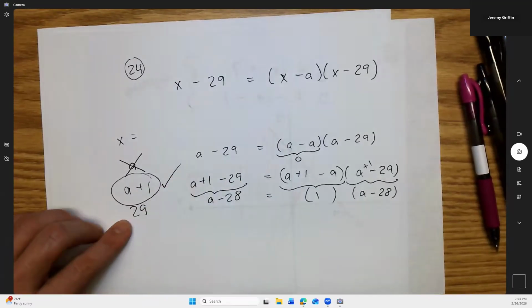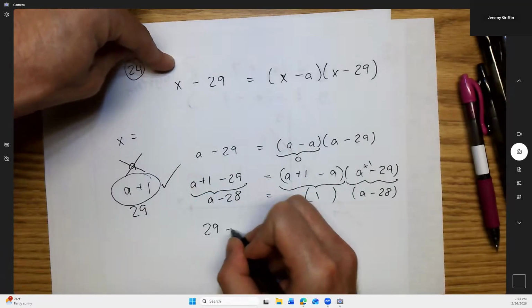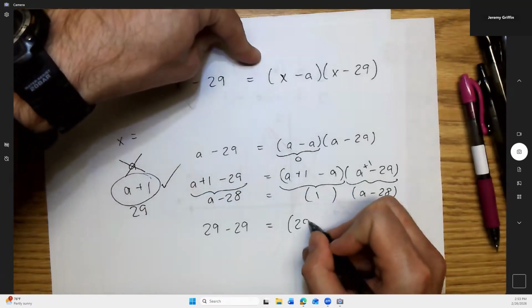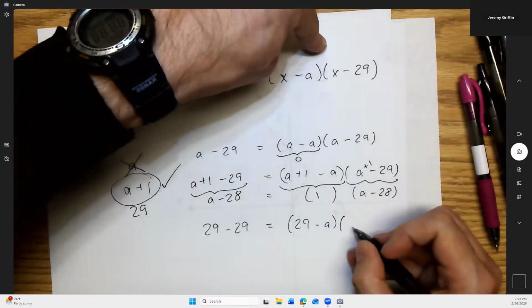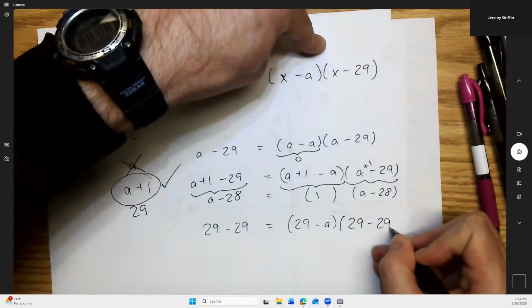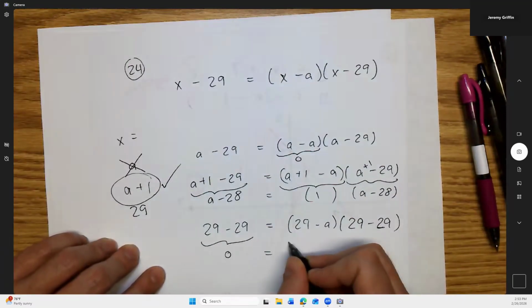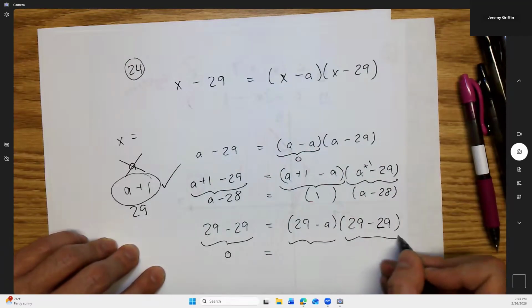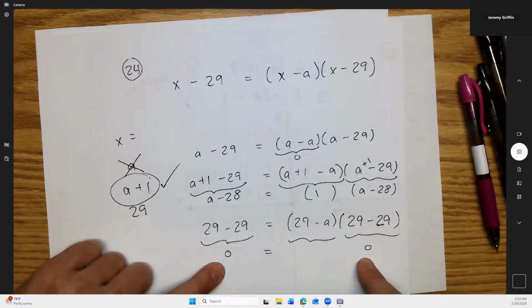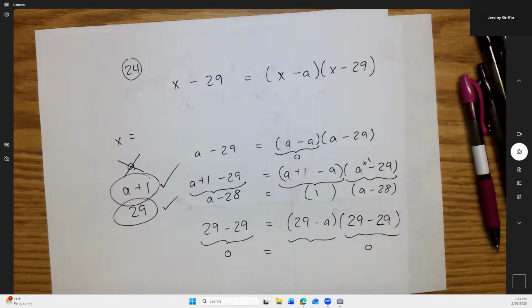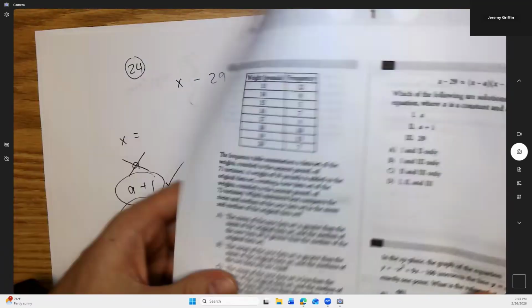Okay, let's try 29. So 29 minus 29 equals 29 minus a times 29 minus 29. Okay, so 0 equals something times 0. Is 0 equal to 0? Yeah, I'm pretty sure that one should work too. Bing. So is there an option with 2 and 3?